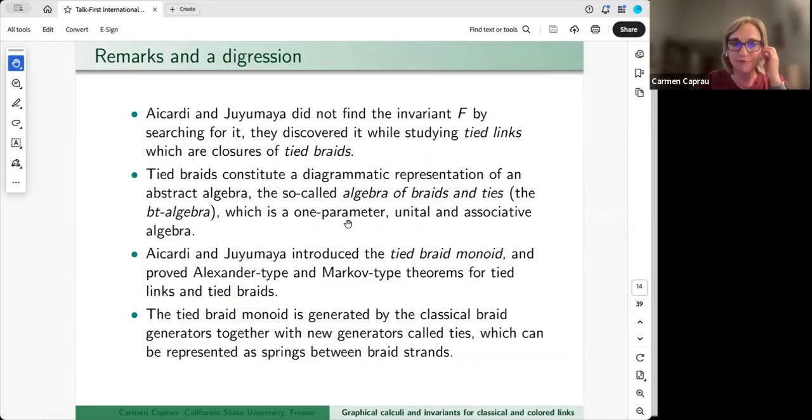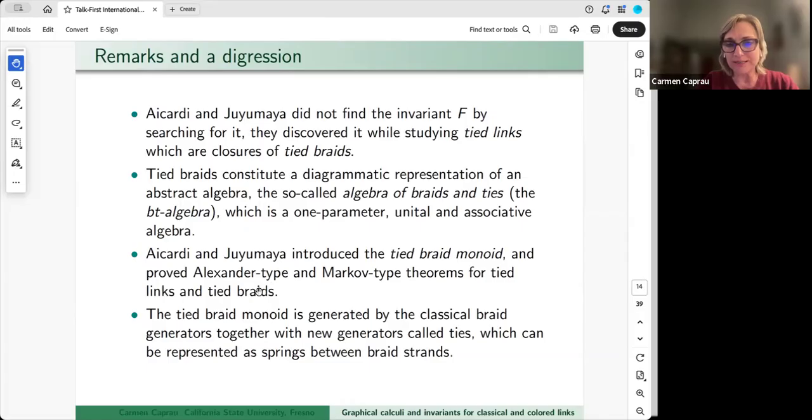I don't have time to go over the presentation of it via generators and relations, but I will only mention a little bit more about what they have done in their research. They introduced the tied braid monoid and also were able to prove analogous Alexander and Markov type theorems for tied links and tied braids.